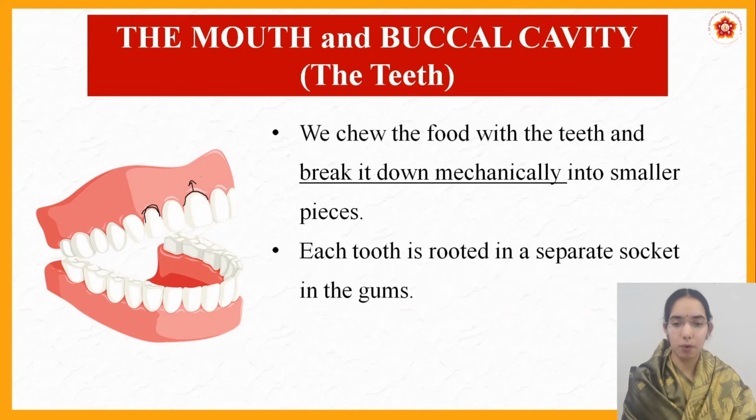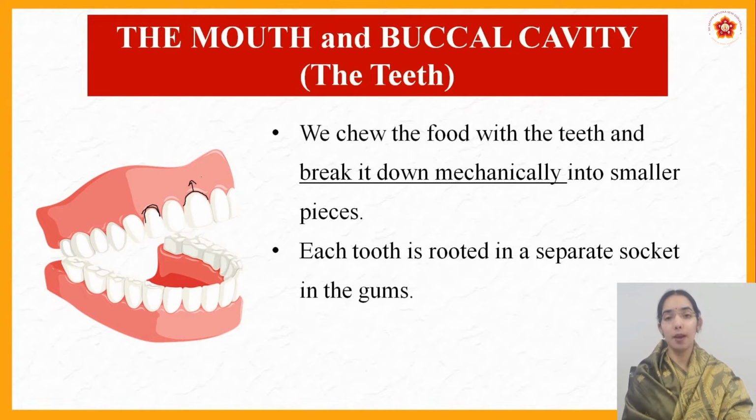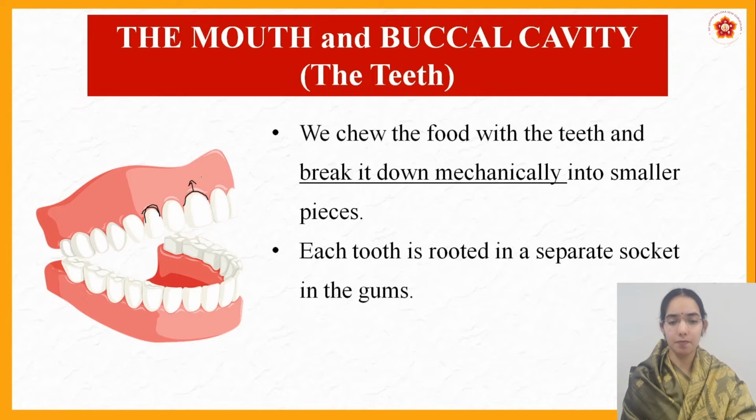So this is the next point. The tooth is rooted in a separate socket in the gum. So each tooth has a separate socket in which it is embedded or rooted in the gum. So this is another characteristic of our teeth.